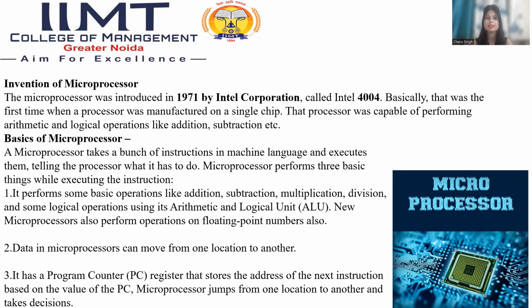A microprocessor performs three basic things while executing instructions. It performs basic operations like addition, subtraction, multiplication, division, and some logical operations using its ALU unit. The microprocessor also performs operations on floating point numbers. And basically, microprocessors can move data from one location to another, and it has a program counter register that stores the address of the next instruction. The microprocessor jumps from one location to another and takes decisions based on the value of the program counter.